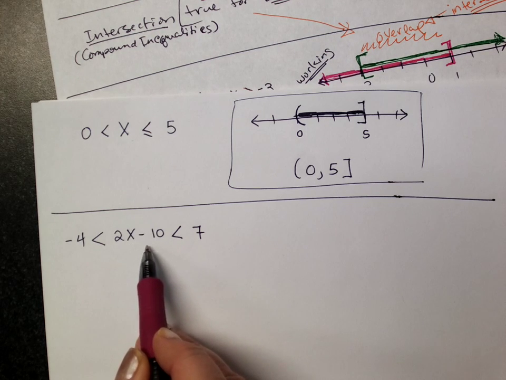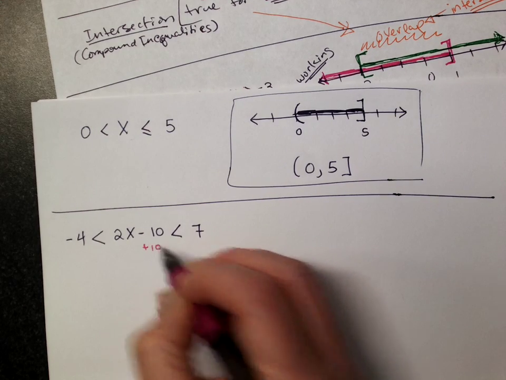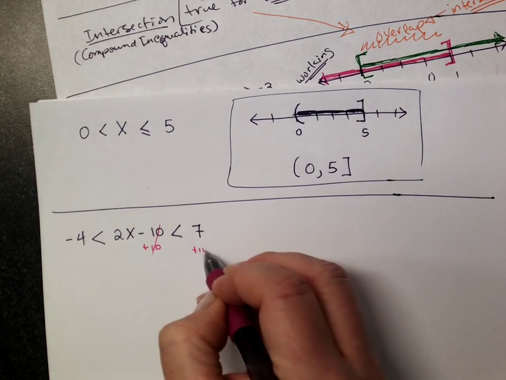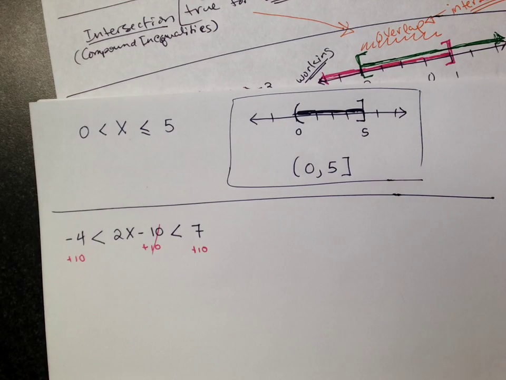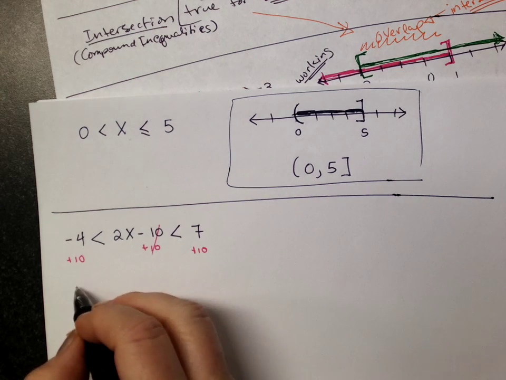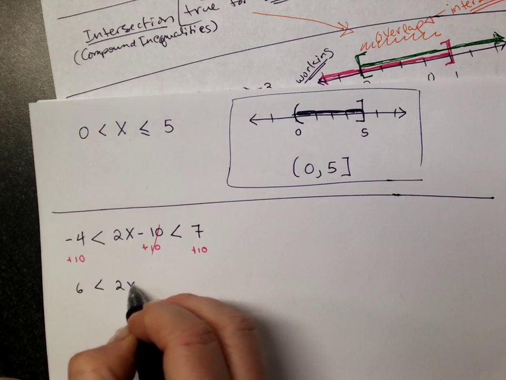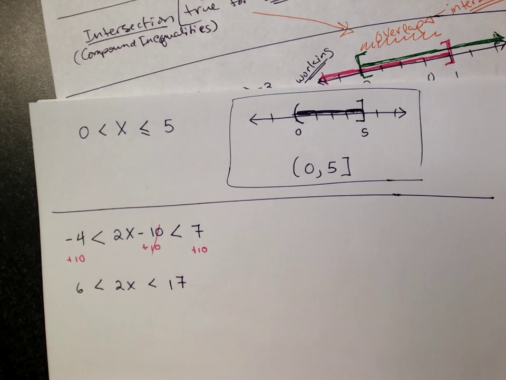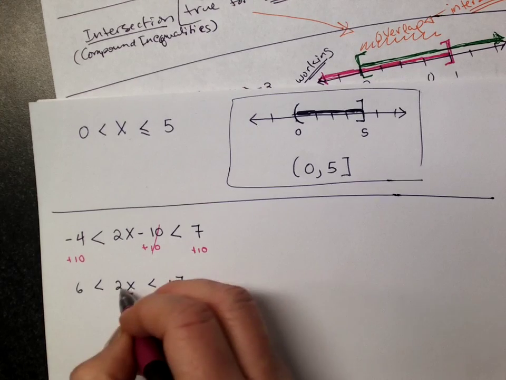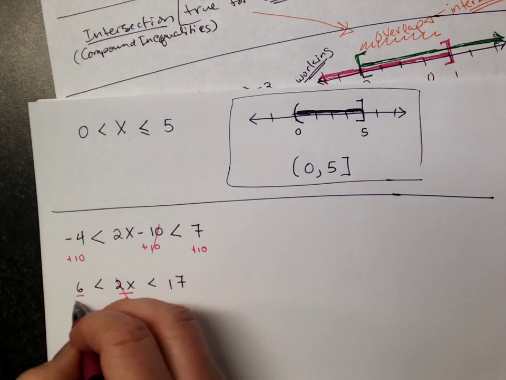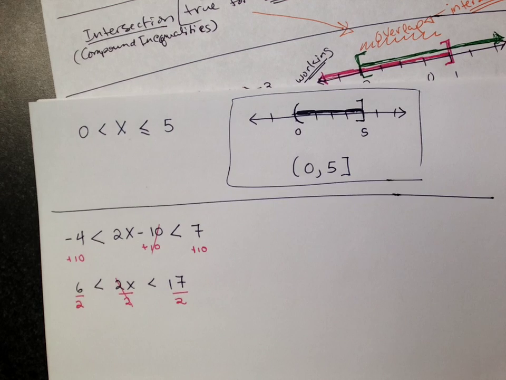So first thing we want to get rid of is the 10, anything added or subtracted. So we're going to add 10 to cancel it out. Just make sure you add 10 on the far right and add 10 on the far left. This is like a 3-part scale. You just got to keep it all balanced. So we got positive 6 here. And finally, we're still solving for x, so we have to get rid of the positive 2, so we don't have to flip any symbols. But we also have to divide that by 2 and divide that by 2.